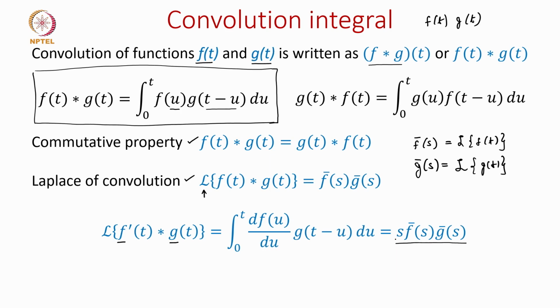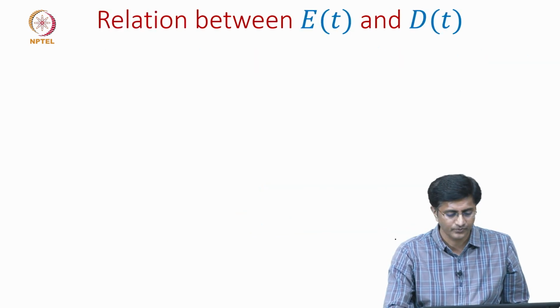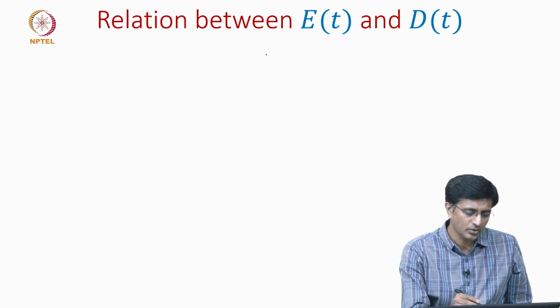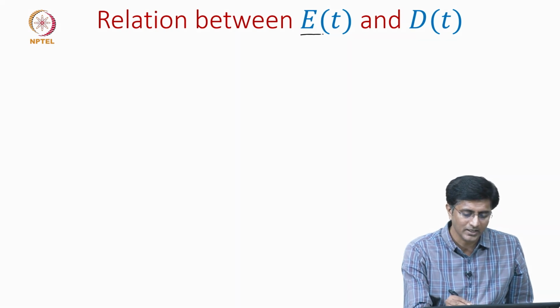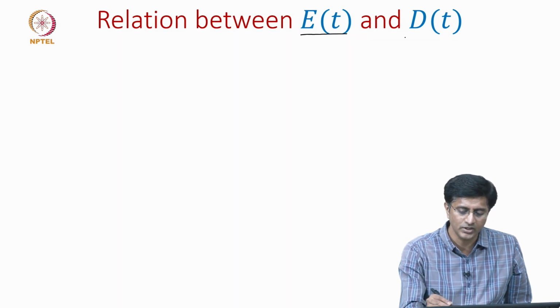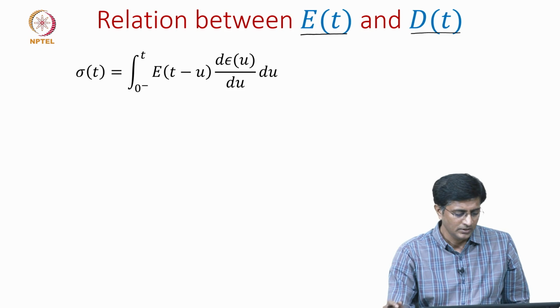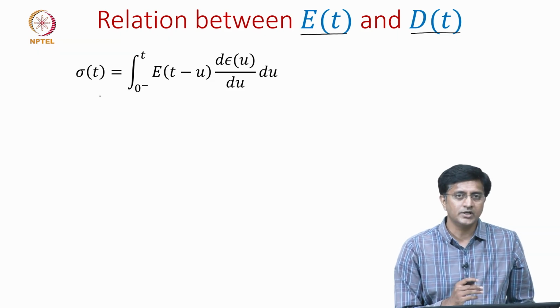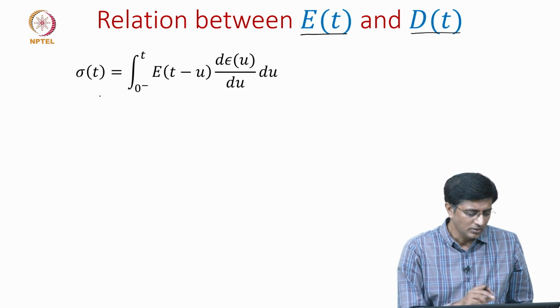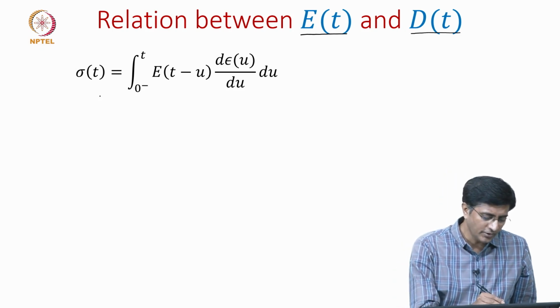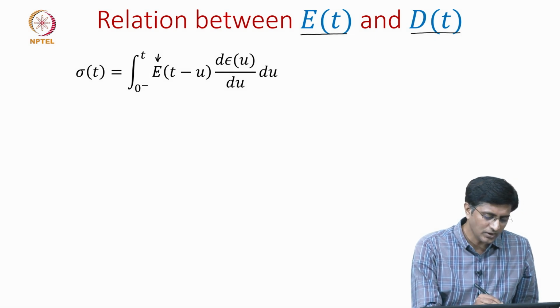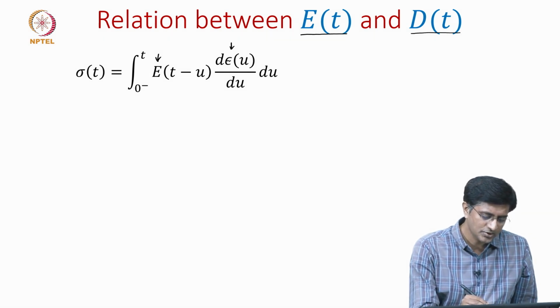Now, let us see how we can use this knowledge about the convolution integral and apply it to the Boltzmann integrals which we discussed in the previous video. So, here we will try to come up with a relation between the relaxation modulus E of t and the creep compliance D of t. Here is the Boltzmann integral that we derived in the previous lecture, which shows the stress response given by the relaxation modulus E and the arbitrary strain input epsilon.